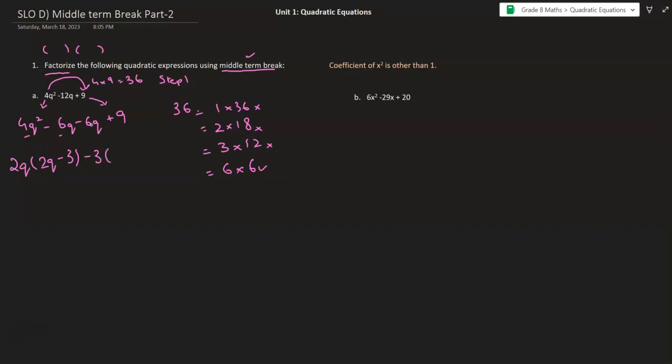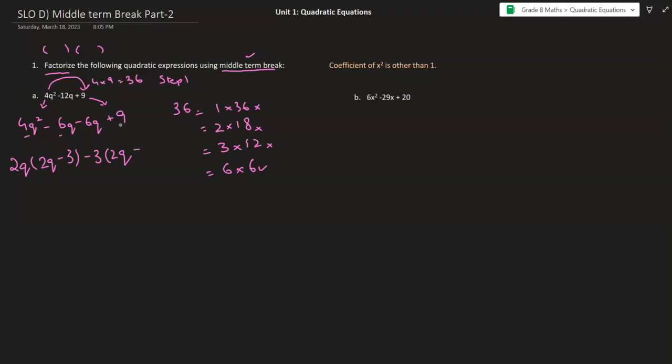And so what number would I actually multiply with 3? That gives me 6. That's 2. And q is there as it is. Plus is there. No. So minus plus gives me minus. So it should be minus. So minus gives me plus.